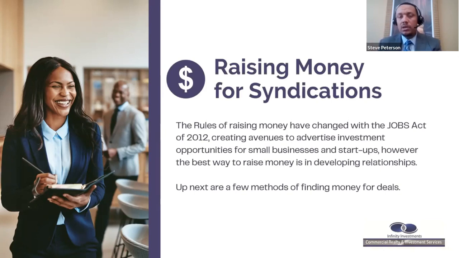Now, there are online ways, and I'll talk about that, to raise money and mass market. But for the majority of how these deals get structured, it happens through relationships. However, the rules of raising money have changed with the Jobs Act of 2012, creating avenues to advertise investment opportunities for small businesses and startups. However, the best way to raise money is still developing relationships. And over the next few slides, I'm going to talk about methods of finding money for deals. Now, flip side of this, guys, if you are an investor and you are looking for groups to work with, a lot of these same methods are going to work for you to associate with the group, because finding the right group is important.